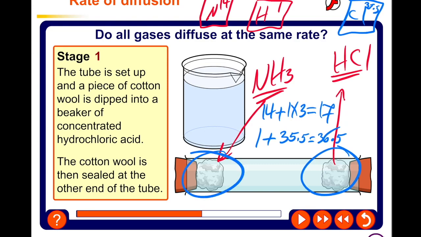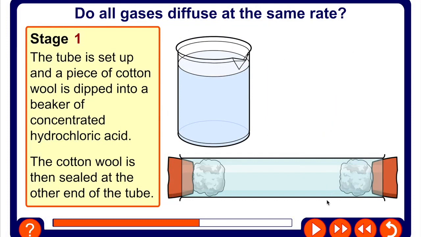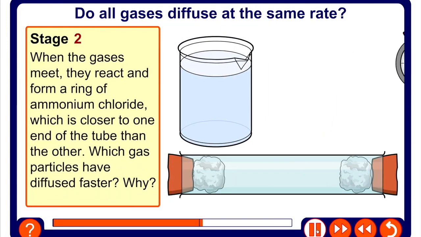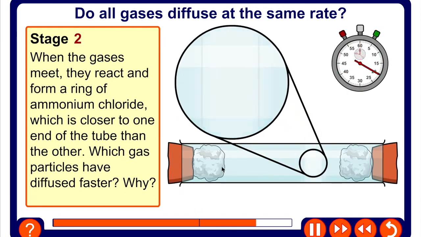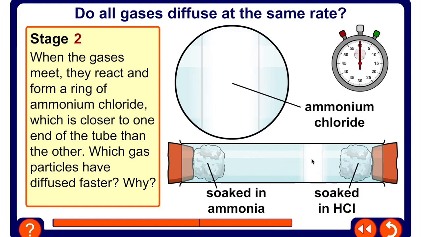So who do you expect to diffuse faster? The one that will diffuse faster is the one that is lighter. So again, lighter things move faster. Here I have ammonia on the left. It's going to diffuse fast. It's going to run left to right. And they're going to meet up closer to the HCl. So you will see, if you've done this experiment, there is white smoke forming closer to the HCl.